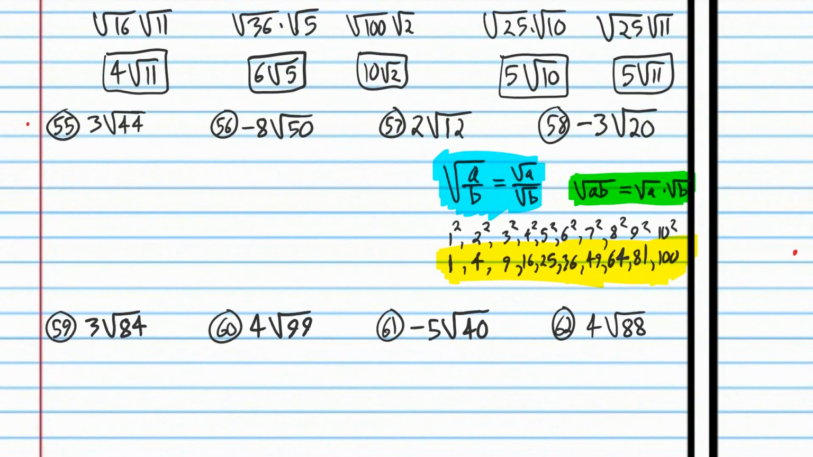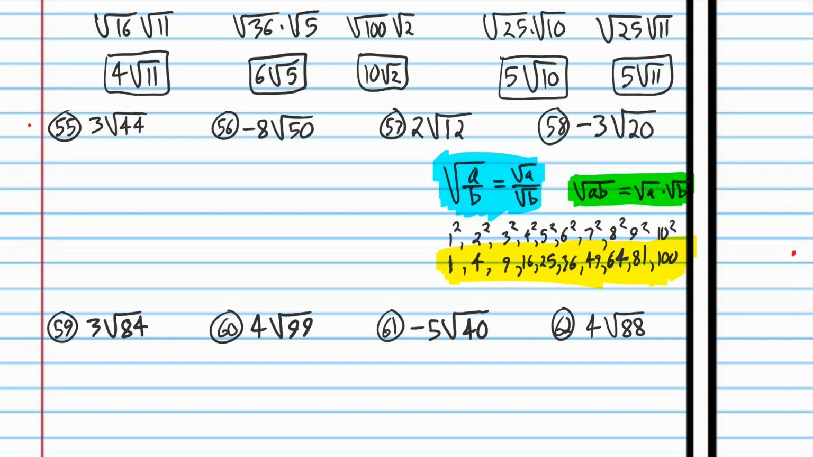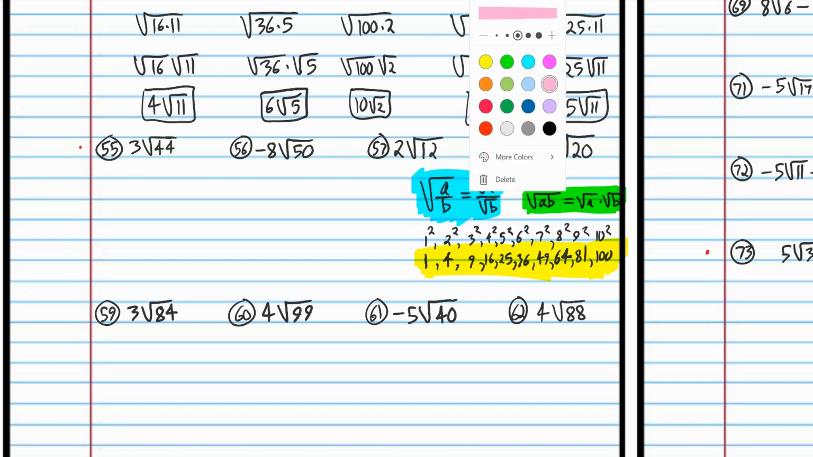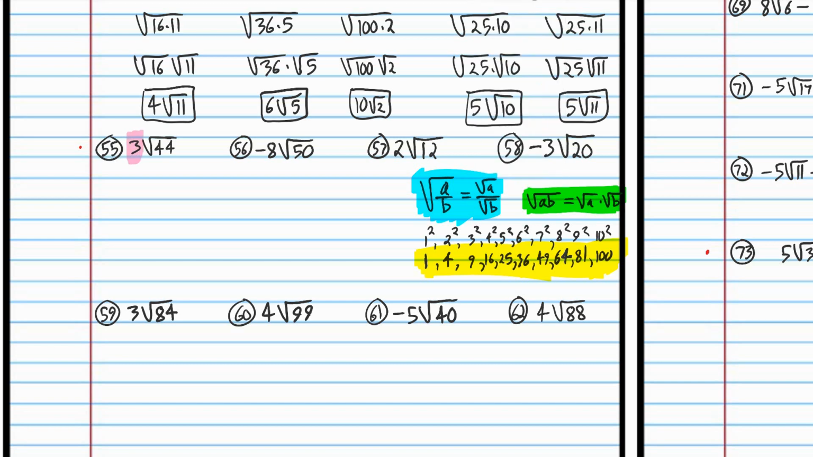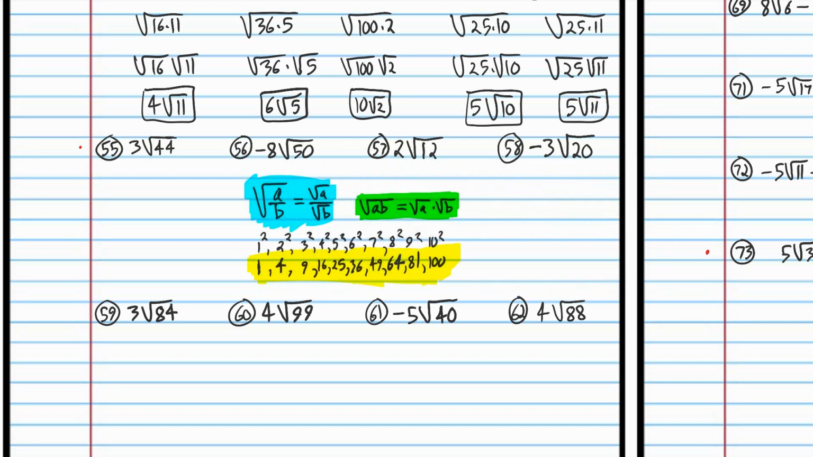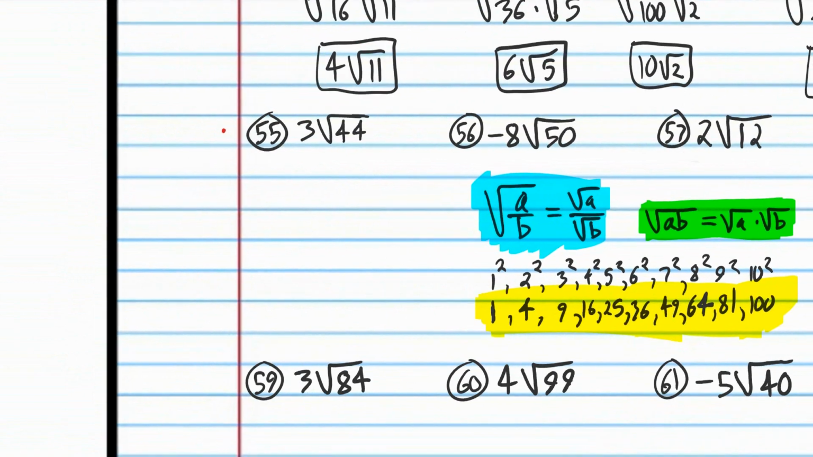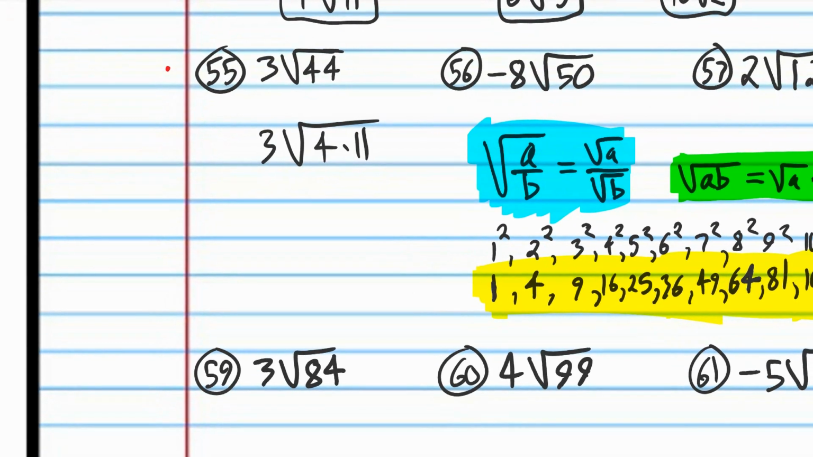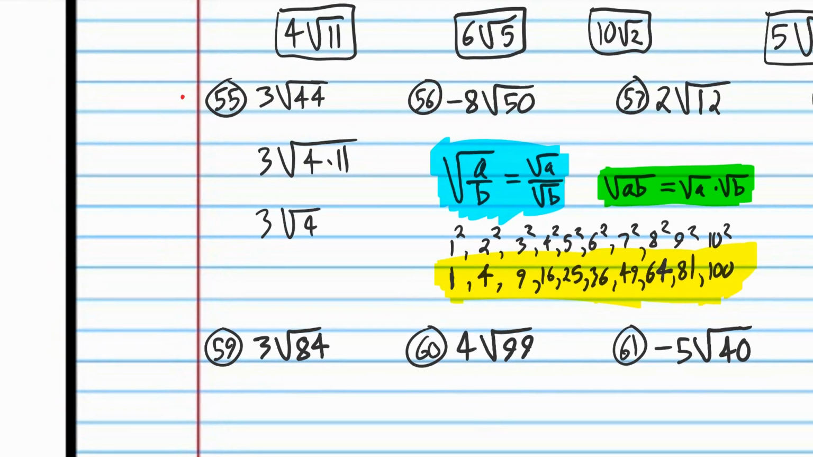All right, so now we're going to something a little bit different, because now you can see that we have a number in front of the root. But that's no big deal. All that means is that when we pull out the perfect square, we're just going to multiply it into that number. So we'll just keep the 3 there, and we'll factor 44 to 4 times 11. And we use the green principle, and it becomes root 4 times root 11.